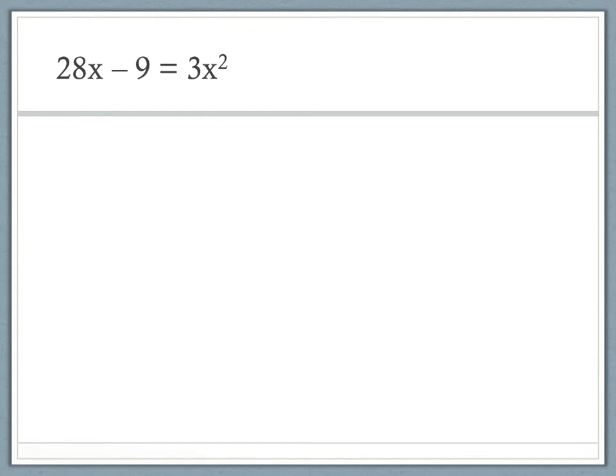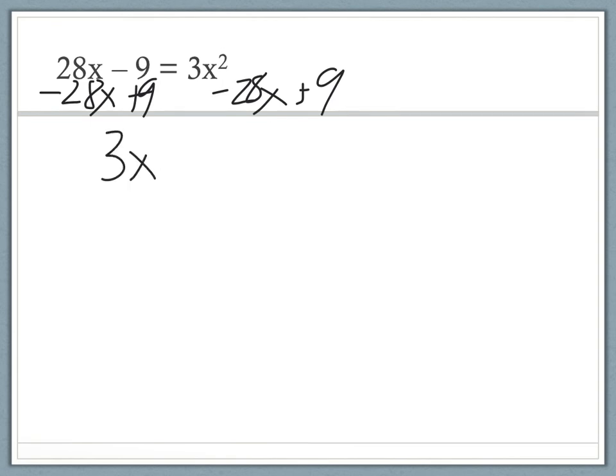Okay, for this last one, if we take a look, two of my terms are on the wrong side. So I'm going to go ahead and move the 28x and the 9 over to the other side by doing the opposite operation. The reason why I don't move the 3x squared is because I don't want to deal with a negative, because we have to factor out negatives, so it's easier to keep your x squared term a positive. So I'm going to have 3x squared minus 28x plus 9 equals 0.